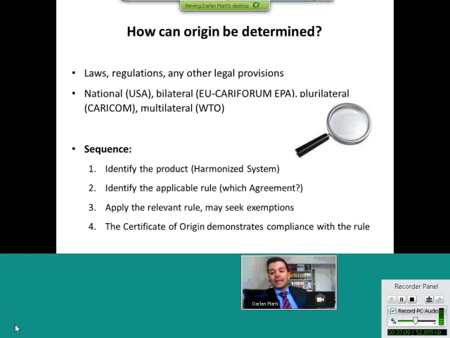So the first thing you have to do is identify the product at stake, and here all rules usually use the harmonized system of nomenclature to identify goods. Then you identify the actual rule. Once you know the product at stake, you identify the rule and the agreement that applies to it, and then you apply the rule. Noting, of course, that the rule could have exceptions or certain flexibilities that firms could also seek to benefit from. Once that has been done, you will need to demonstrate that you comply with the rule. And the way this is done is through the certificate of origin, which we discussed previously.